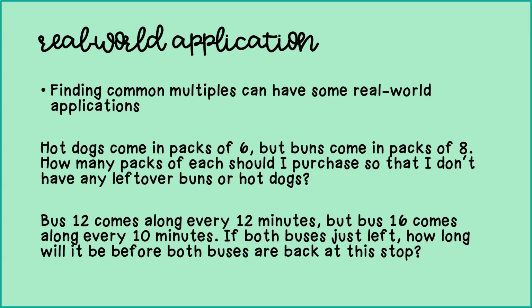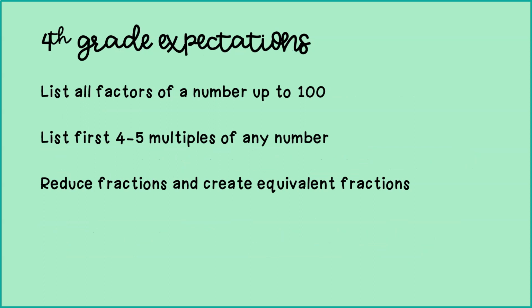Same thing here with the buses. When will both buses be back at the stop? So they can think about the least common multiple between 12 and 10 and think about the implications for the real world. In terms of grade level expectations, 4th graders should be able to list factors and factor pairs of any number up through 100.